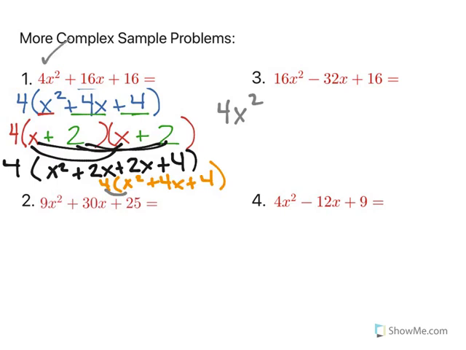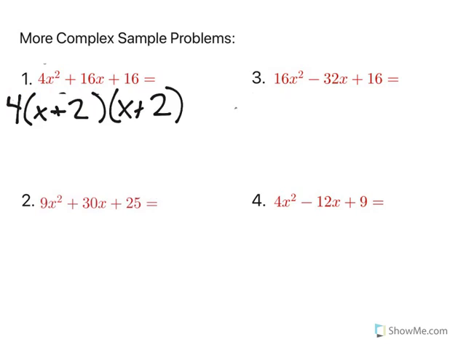First term is checked off. Now I'm going to multiply the 4 times the 4x. I get 16x. Second term is checked off. I distribute the 4 to the last term, which is 4. 4 times 4 is 16. And my third term is checked off. We have verified our factoring, so therefore, our final answer is 4, open parenthesis, x plus 2, close parenthesis, open parenthesis, x plus 2, close parenthesis.